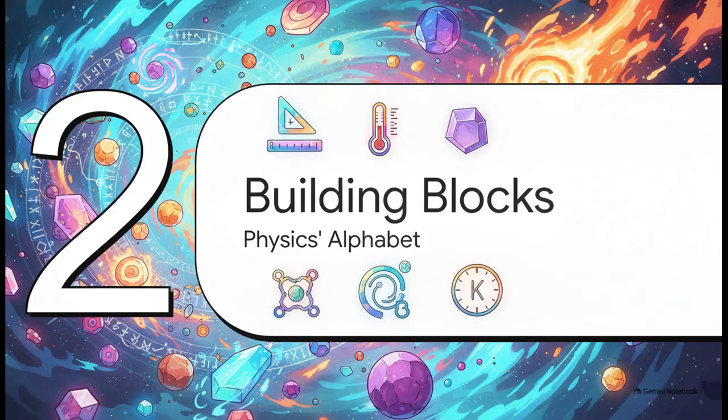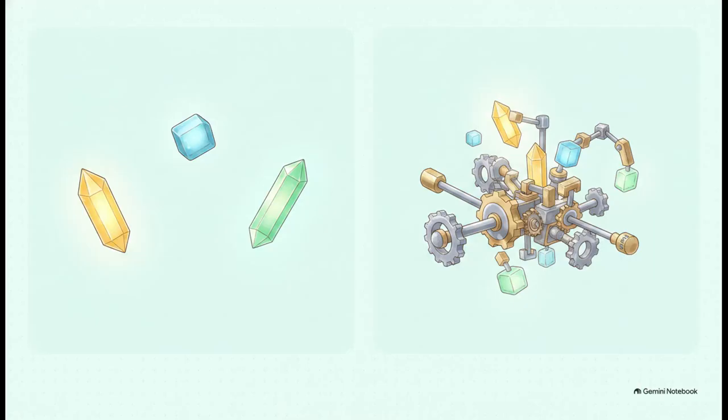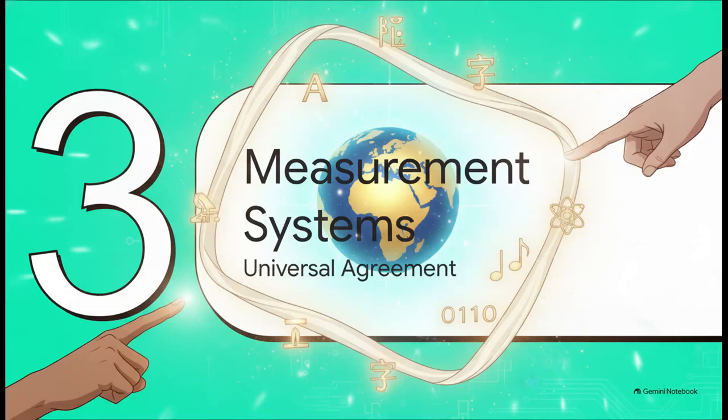Moving right along to section 2, physics' fundamental building blocks. To manage all this chaos, scientists essentially created an alphabet. Think of fundamental quantities like mass, length, and time as the independent, standalone letters of this alphabet. They are absolute. They don't depend on anything else to exist. On the other hand, derived quantities are the complex words we build by combining those letters. You literally can't have the concept of volume without taking the fundamental letter of length and multiplying it by itself 3 times.